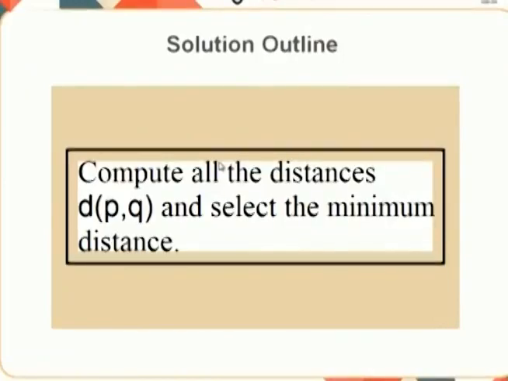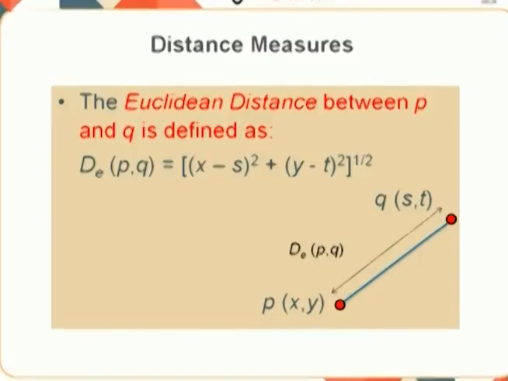Fine. If this is the problem, how are we going to solve it? The solution outline is like this: we have to compute the distances between the points, and select the pair whose distance is minimum. This is the solution outline. Fine. How are we going to measure the distance? In other words, what distance measure do we have?